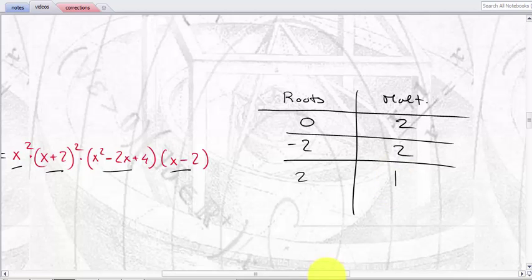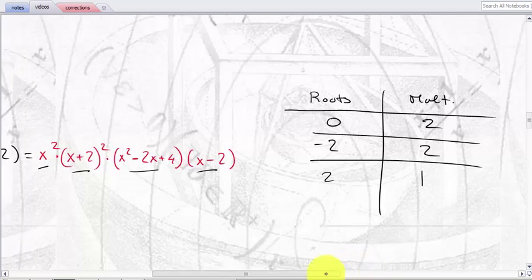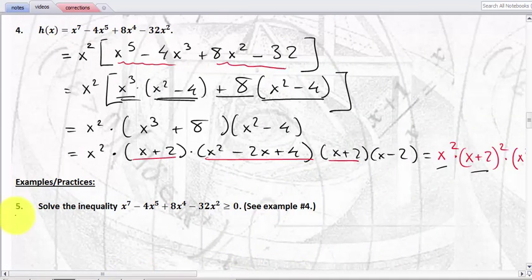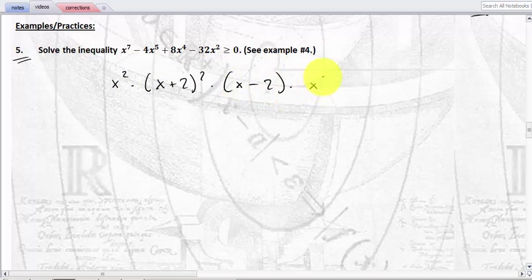That's it. This will allow us to solve inequality much faster than with a sign chart. Let's look at the next example, example number 5. In this example, we have to solve this inequality. This polynomial is the same as above, therefore this inequality is equivalent to x squared times (x plus 2) squared times (x minus 2) times (x squared minus 2x plus 4).